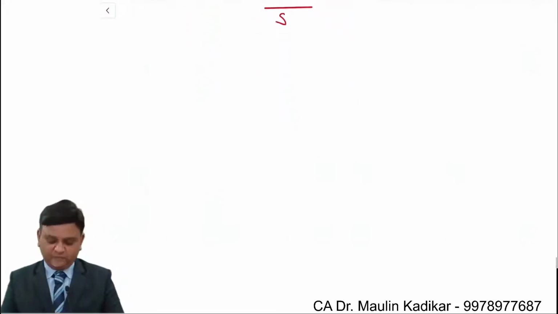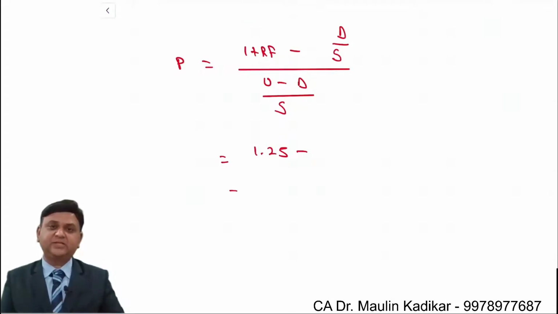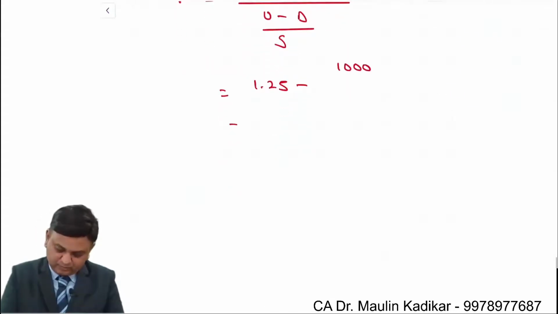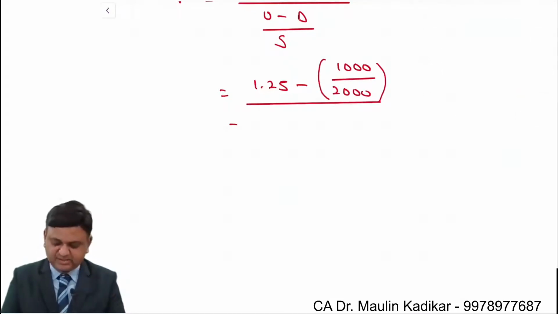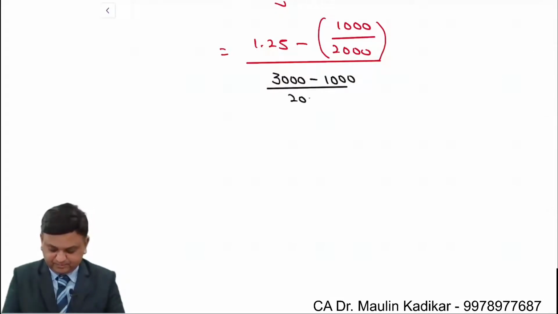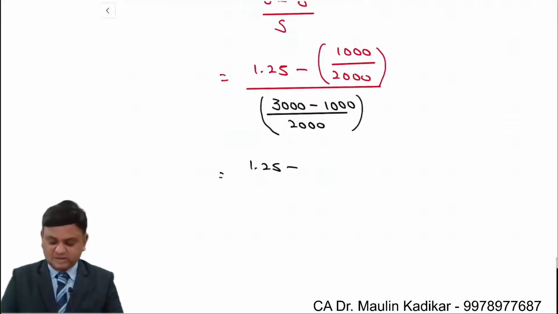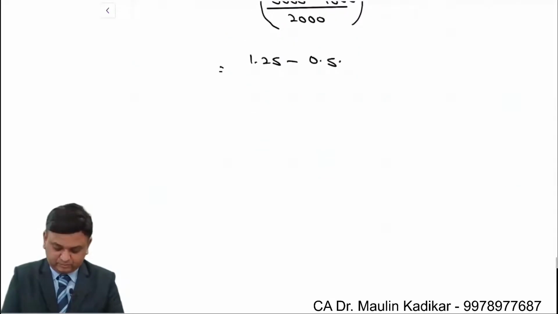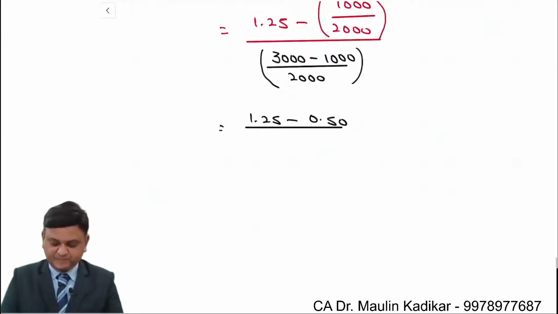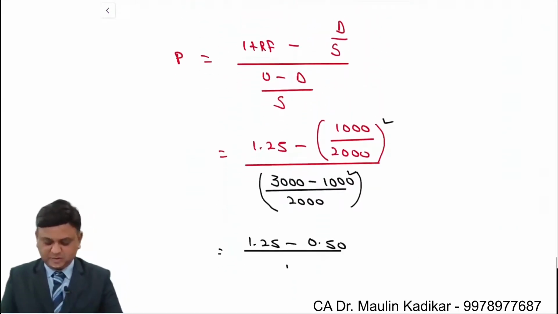So 1 plus RF, what is the risk-free rate of return? It is 25%. Minus D upon S, the price of the security may fall down to 1,000 from the current price of 2,000. Whole divided by up price, the price of the security may increase to 3,000, minus down price 1,000, whole divided by 2,000. So it is 1.25 minus 1,000 divided by 2,000, that is 0.50, divided by 2,000 divided by 2,000, that comes to 1. So it is 0.75. You may write down this answer.